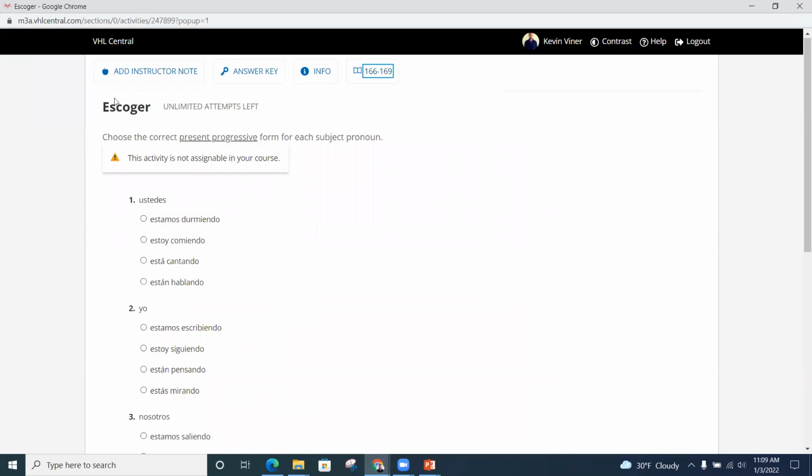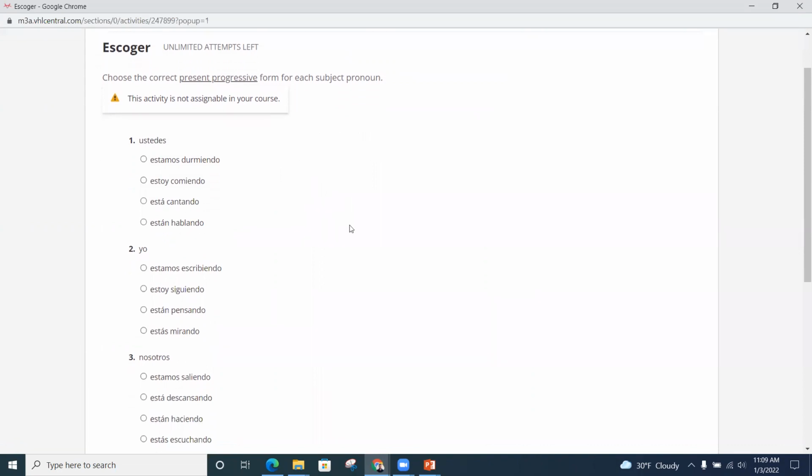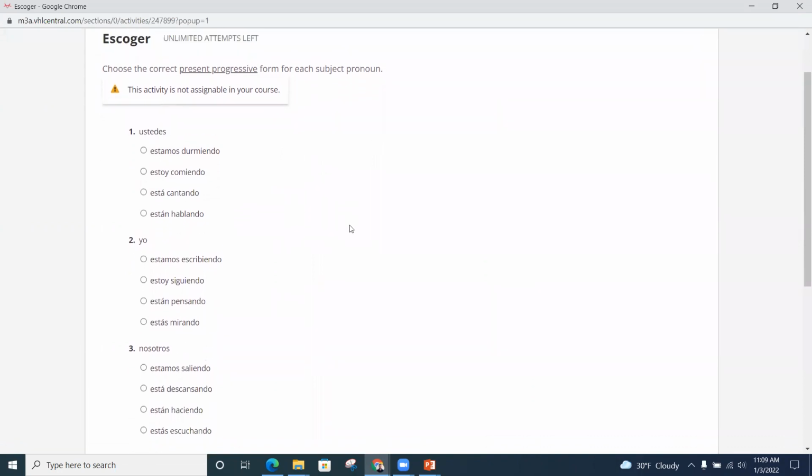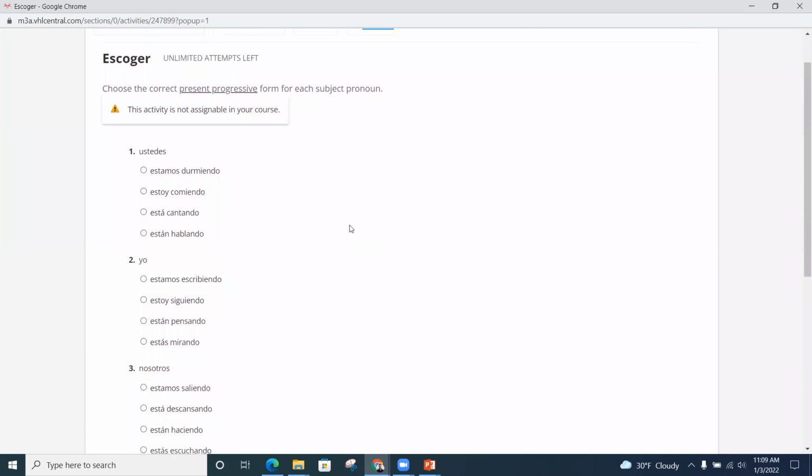Okay, vamos a leer las instrucciones. Dice, choose the correct present progressive form for each subject pronoun. So here we're just matching the subject with the correct form, okay? You guys know the drill. I'll tell you to pause it, so you pause it until you think you have the answer and then come back and check your work.